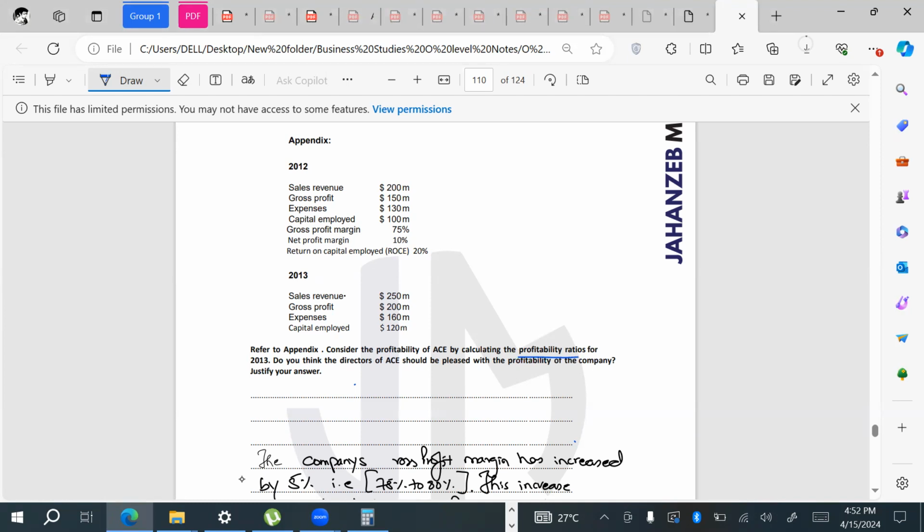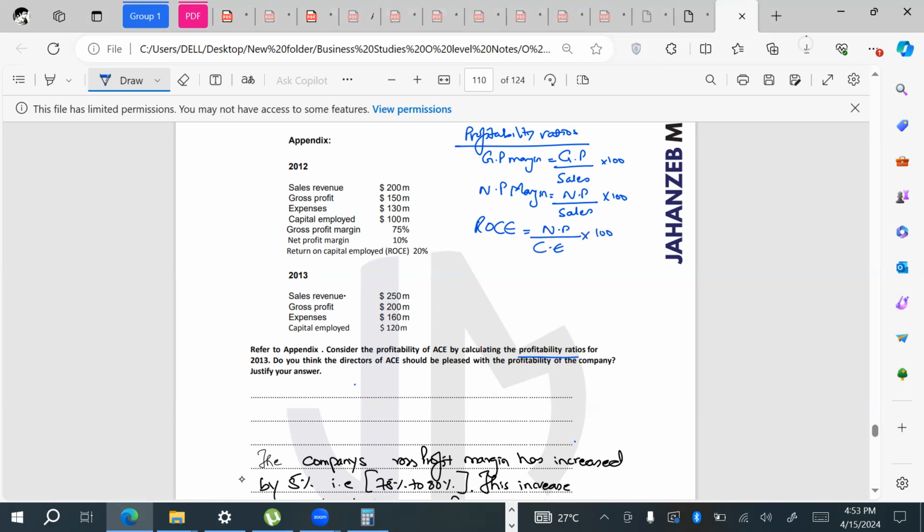Okay, now ratio analysis is basically where you are going to have profitability ratios. There are around three profitability ratios. Number one, you have GP margin, where the formula goes GP over sales into 100. Then you have net profit margin, where you have net profit over sales into 100. And then you have return on capital employed, which goes like net profit divided by capital employed into 100. Okay. These are basically the ratios which you need to calculate.